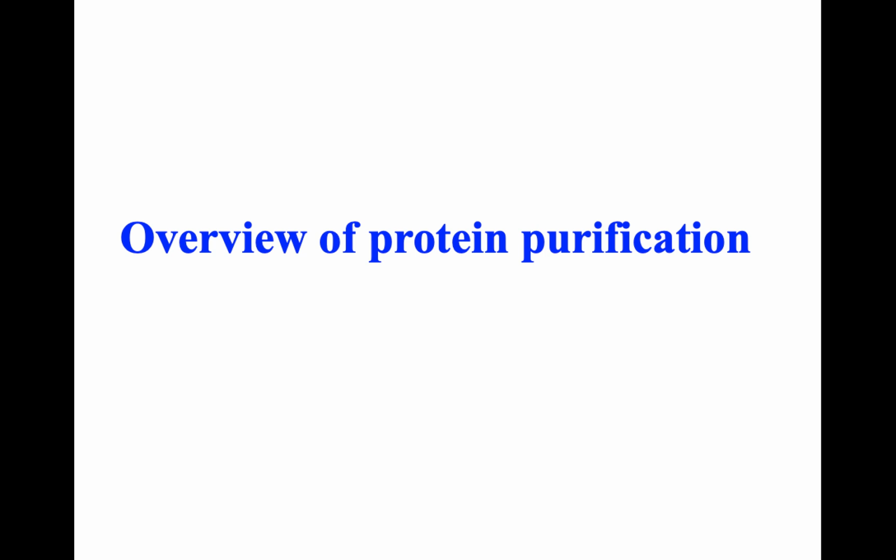Hello everyone. In this class, we are going to discuss the overview of protein purification. Here our aim is to isolate the protein of our interest from biological samples. Biological samples will have around 10,000 to 20,000 different types of proteins, out of which we need to isolate the protein of our interest.